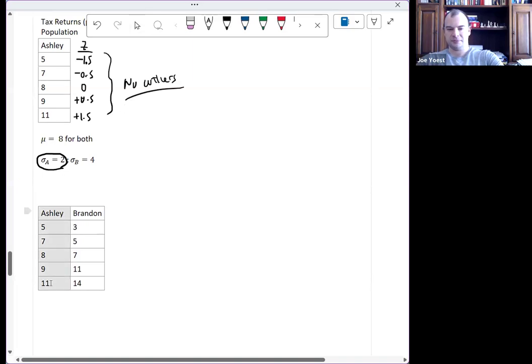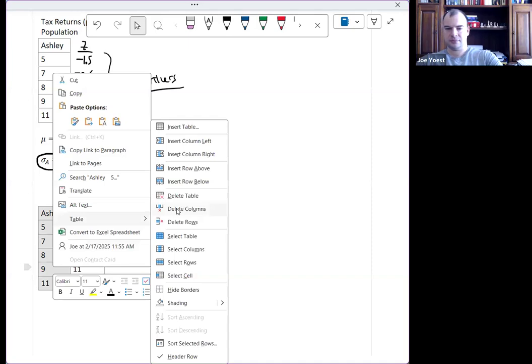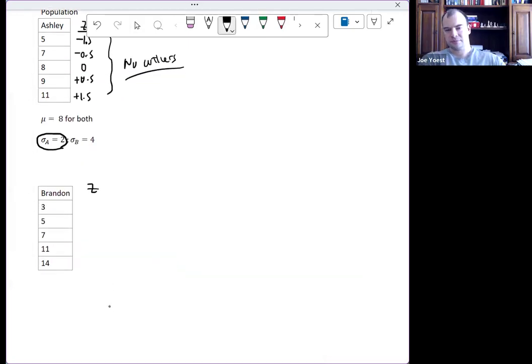If we look at the Brandon data, let's start with 14. Brandon's mean is also 8, remember, but Brandon's standard deviation is 4. 14 minus 8 is 6. 6 over 4 is 1.5. 11 minus 8 is 3. 3 over 4 is 0.75. 7 minus 8 is -1, negative 0.25 when we divide by 4. 5 minus 8 is -3, negative 0.75 after we divide by the standard deviation of 4. 3 minus 8 is -5, over 4 is negative 1.25. We actually see no outliers for Brandon.